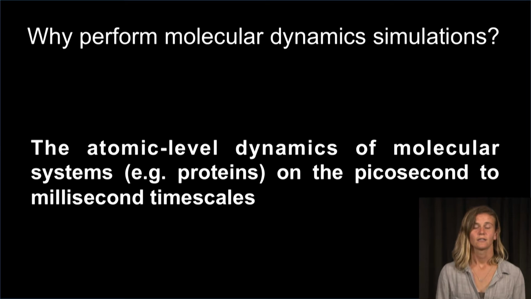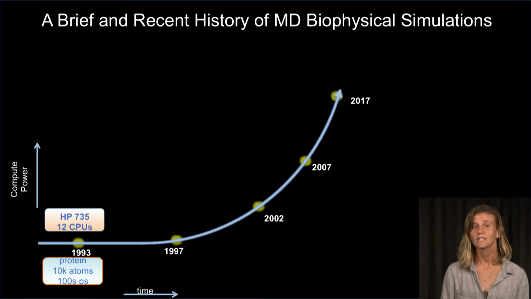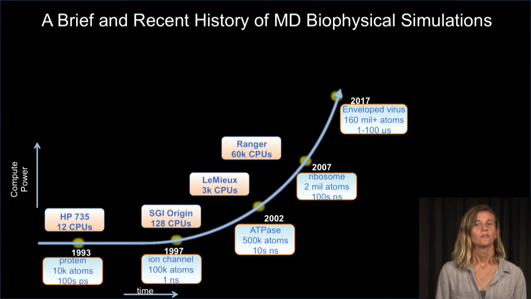Okay, so enough about that. Where did molecular dynamics start? How did this field come about? Well, about 25 years ago, the state of the art was performing molecular dynamics trajectories of a 10,000 atom protein on a 12 CPU computer. Over time, our capabilities have really increased. It is very typical nowadays to perform much longer trajectories on much bigger systems. In fact, this year it was recently published an envelope virus simulation of 160 million atom system at hundreds of microseconds. So that's a lot of data. And the reason why we're able to do this is because over the past 25 years, there's been an increase in computing power and resources.